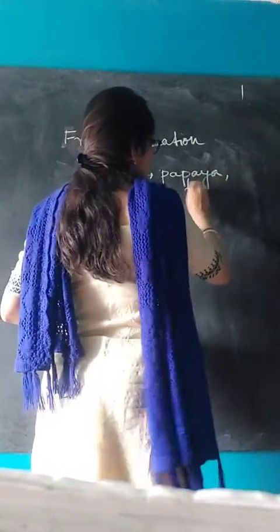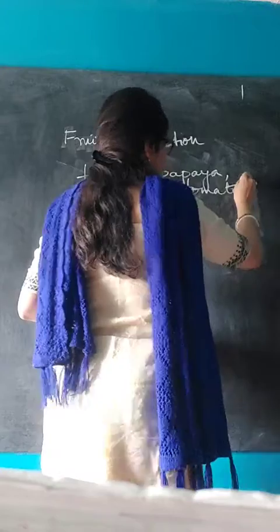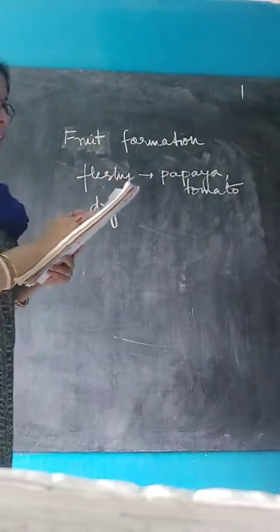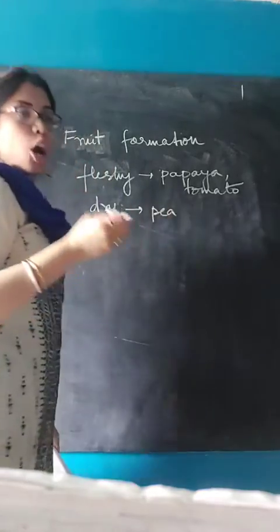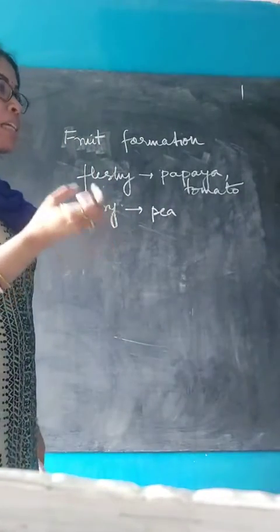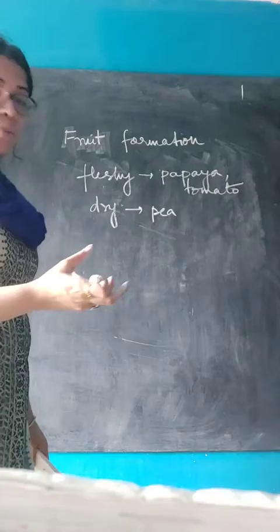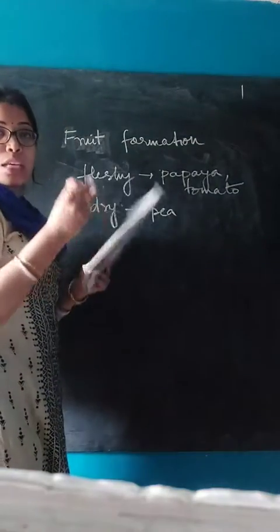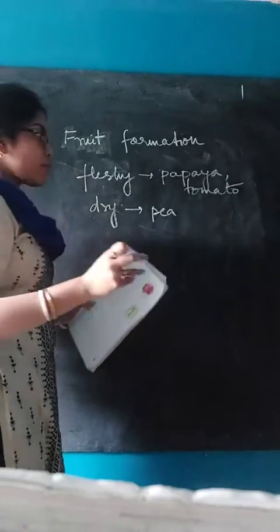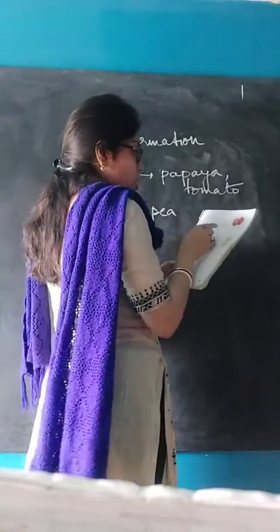Also tomato, cucumber, or dry as in pea. So we all have seen how peas look. They are basically dried fruits, and they contain two cotyledons. You all have seen those green cotyledons, two of them are present, and also cucumber.